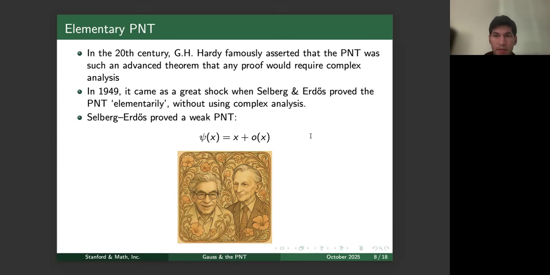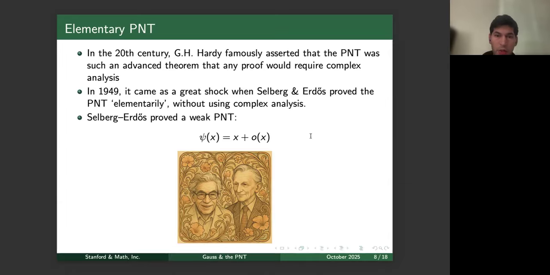And so this quickly became the dogma in the field, but in 1949, it came as a great shock to the community when Selberg and Erdős proved the prime number theorem using only elementary methods, specifically meaning that they didn't use complex analysis. They found a different way of getting a proof.